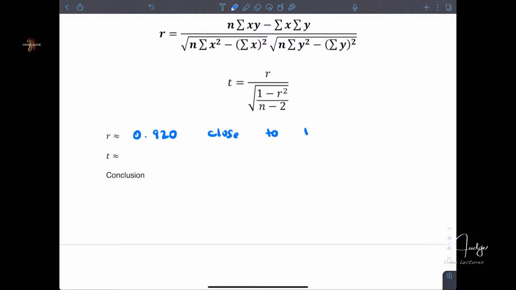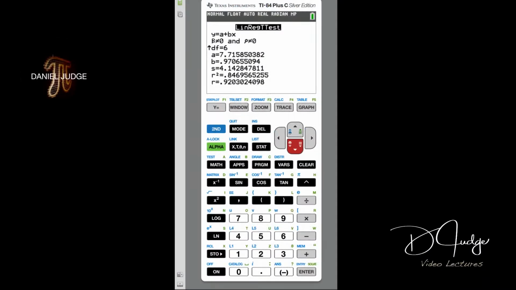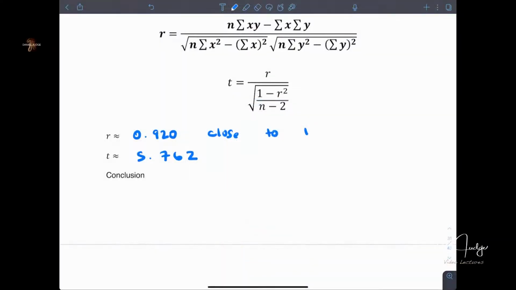And the test statistic value, if I go back to the TI, oh, it's positive, 5.762. So here's your R value. Here's your test statistic value, 5.762.